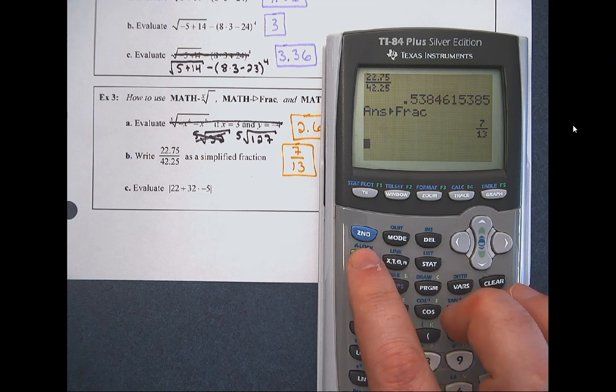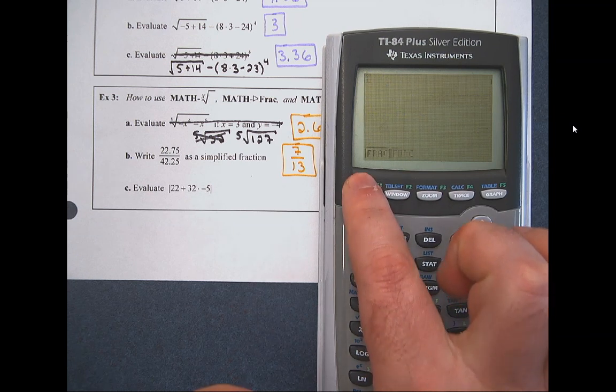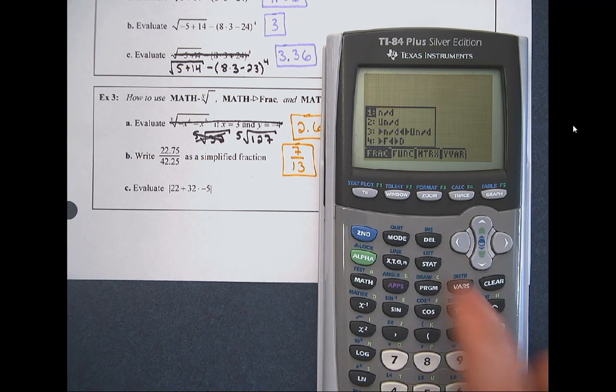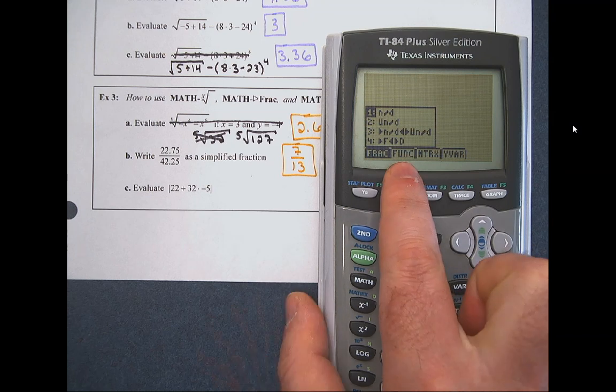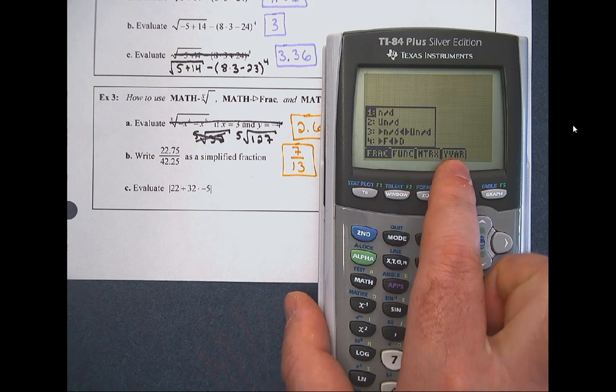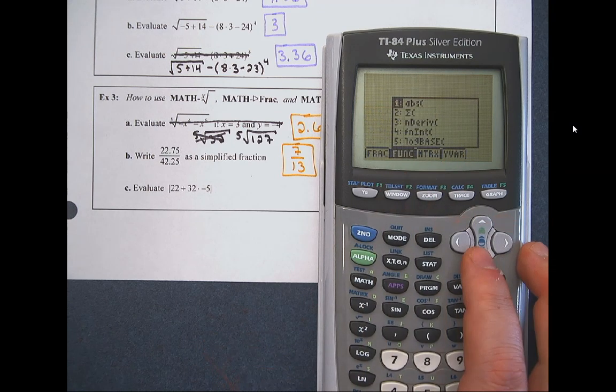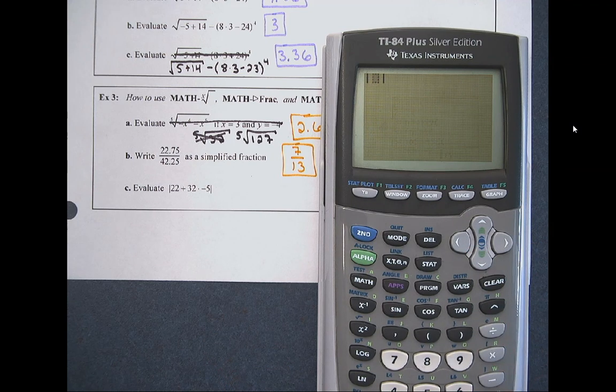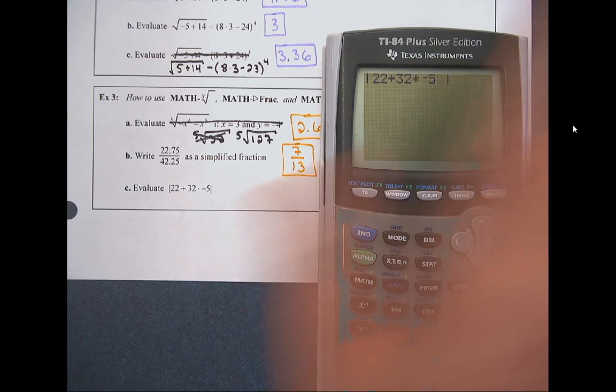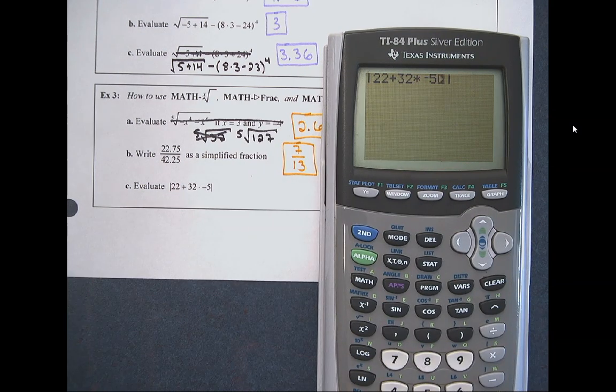Now let me show you where that was again. Alpha F1. Now there's alpha F2. You see how it says function, matrix, y variable? Alpha F2, that's where my absolute value is. So I can do the absolute value of 22 plus 32 times -5. I'm just getting that from the next example. And it spits back 138.